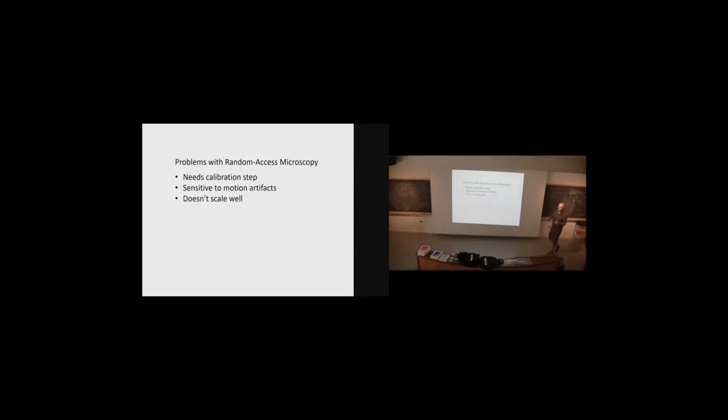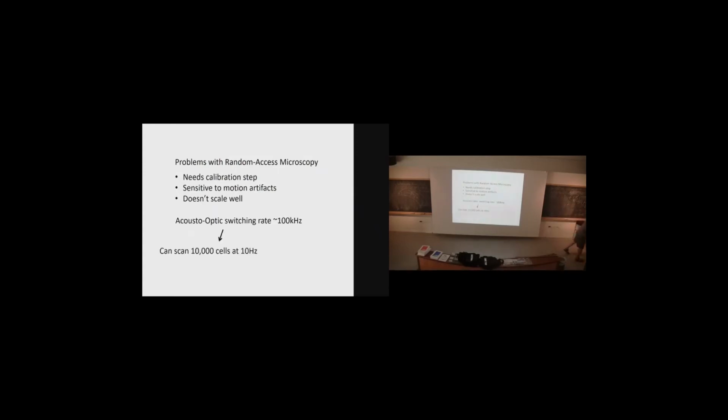So you're very sensitive to motion artifacts, and you might see signals in your detected light that aren't signal at all. It's just motion artifacts. So motion starts looking like signal, and it's very confusing. So you're very sensitive to motion artifact. You need this calibration step.